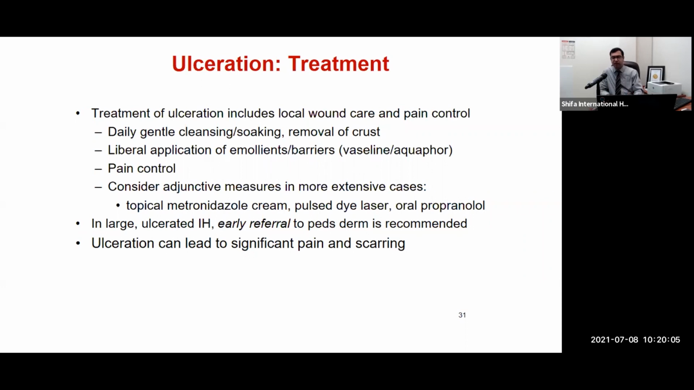And then with regards to ulceration, it is one of the indications where, if a hemangioma gets ulcerated, we use pulsed dye laser (PDL) vascular laser because it quickly calms down the pain in the ulcerated hemangioma. Oral propranolol is another indication, and sometimes topical metronidazole cream.